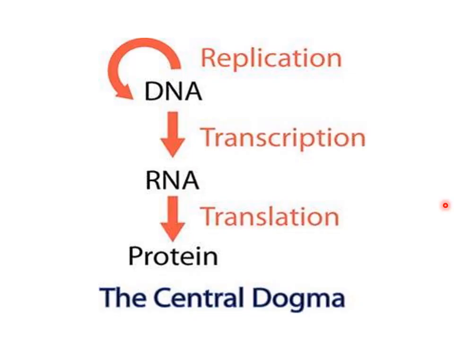Let us revise the central dogma of life. DNA can duplicate itself via the replication process, and the information present in the DNA can be transcribed to the RNA by the transcription process. And finally, the information present on the RNA can be translated to form the proteins, that is the translation process.